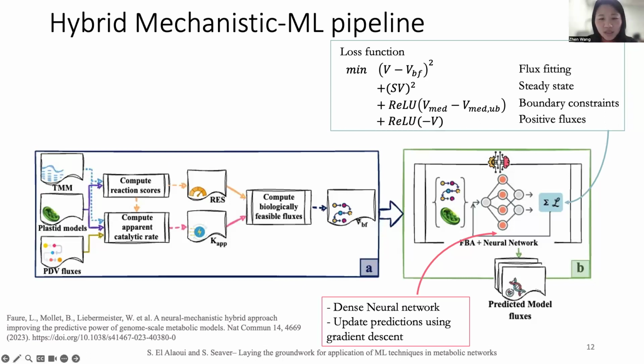So am I understanding this right? The first part is the FBA analysis, and then whatever result comes from the FBA analysis gets fed into the neural network for the machine learning part.